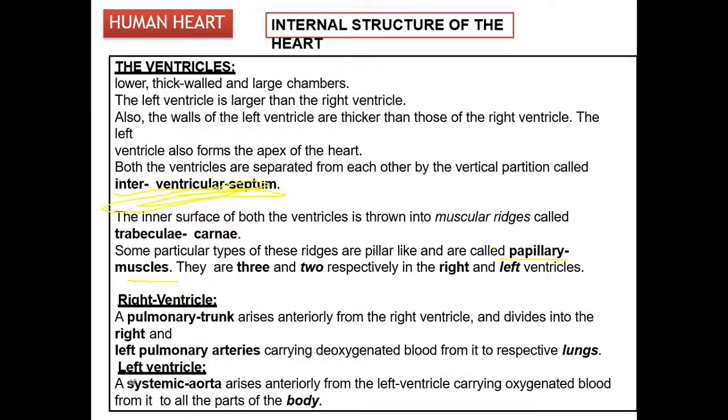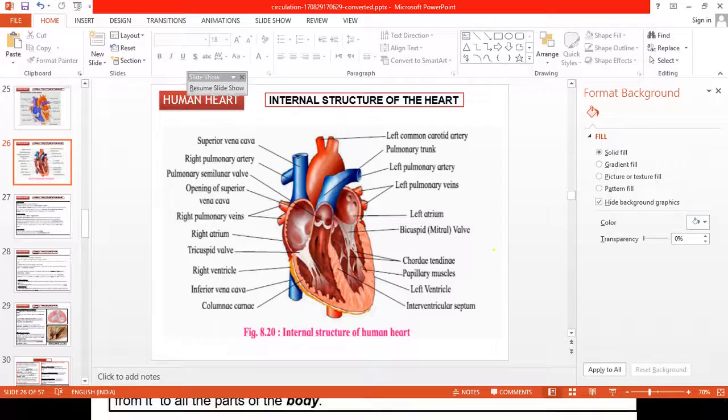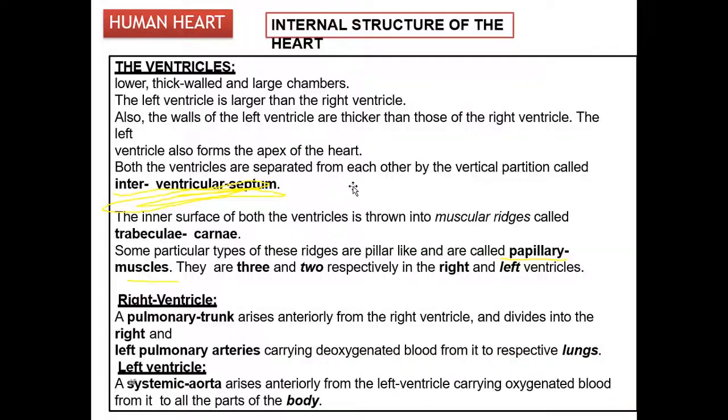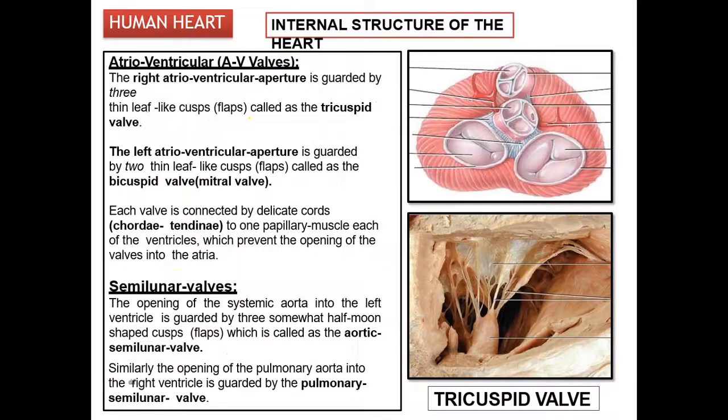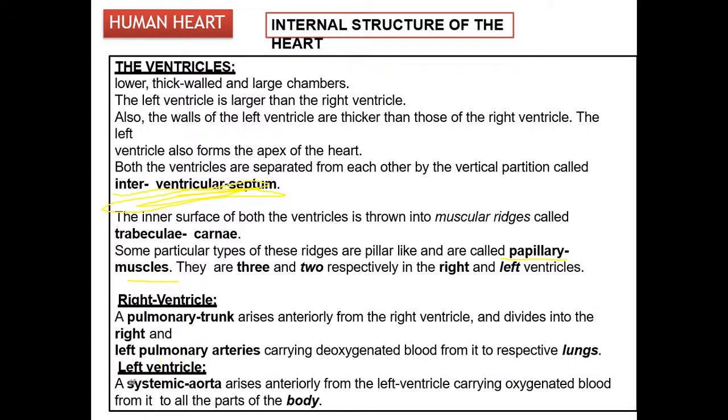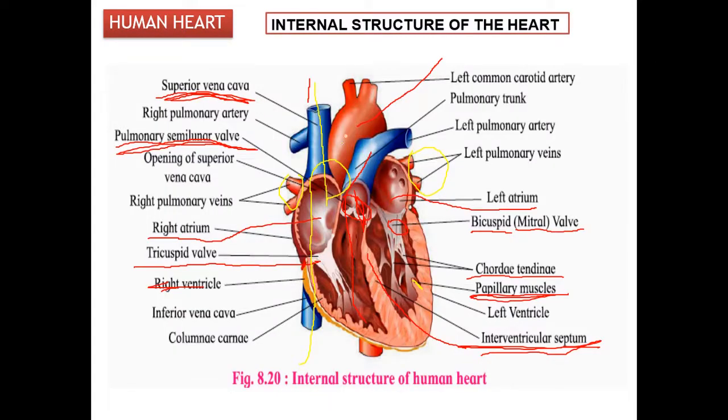Now the right ventricle: the pulmonary trunk arises anteriorly from the right ventricle and divides into the right and left pulmonary arteries. You can see the pulmonary trunk here. In the left ventricle, the systemic aorta on the left side carries oxygenated blood, so that's why the systemic aorta is present here. You can see this is the aorta.